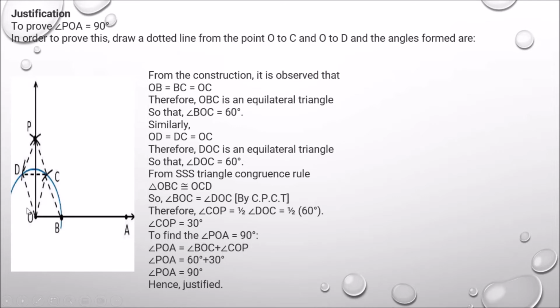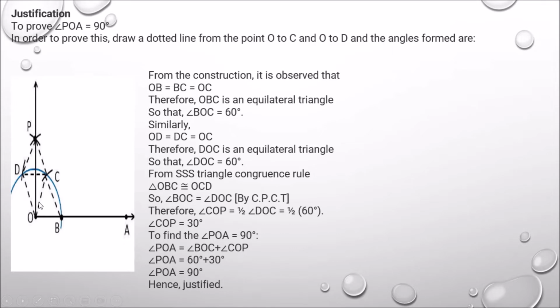Similarly, OD, DC and OC, all three of these sides are equal. Therefore DOC is also an equilateral triangle, so angle DOC equals 60 degrees. From the SSS triangle congruency rule, triangle OBC is congruent to triangle OCD. So angle BOC equals angle DOC by CPCT. Therefore angle COP equals half of angle DOC, which is half of 60 degrees, that is 30 degrees.